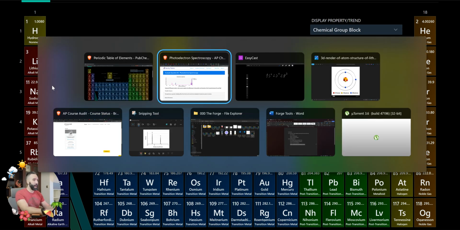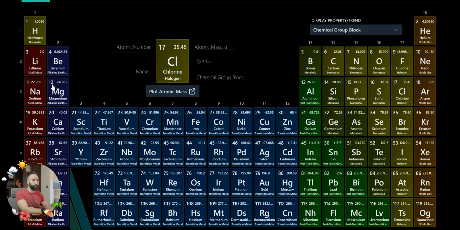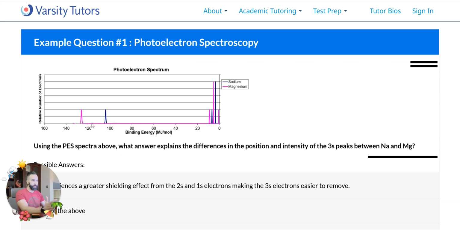So the reason why this one has a higher binding energy is because magnesium has 2s electrons which are closer to the nucleus. Why are they closer to the nucleus? Because magnesium has 1 more proton compared to sodium. So that's why there is a difference here.